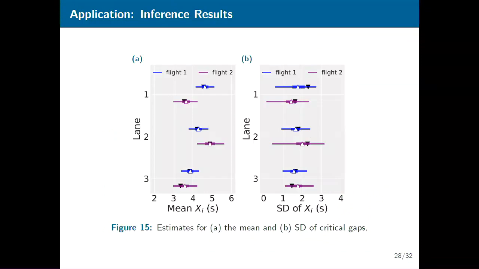So the mean critical gap is generally around 3 to 5 seconds, and the standard deviation is around 1 to 3 seconds, which seems somewhat plausible to me. The MLE and the posterior median are very similar, especially for the mean critical gap. Maybe a bit more difference there for the standard deviations.